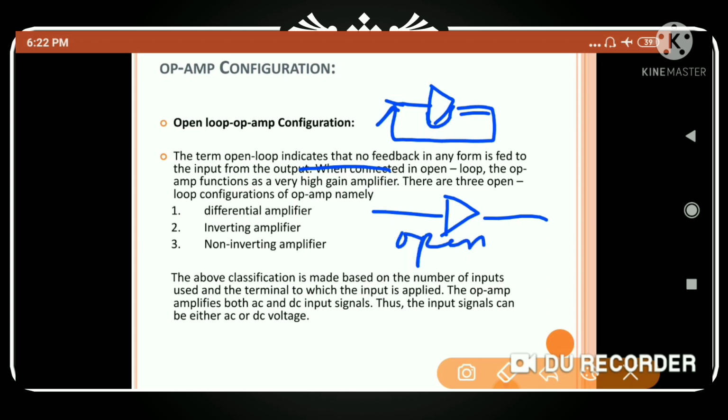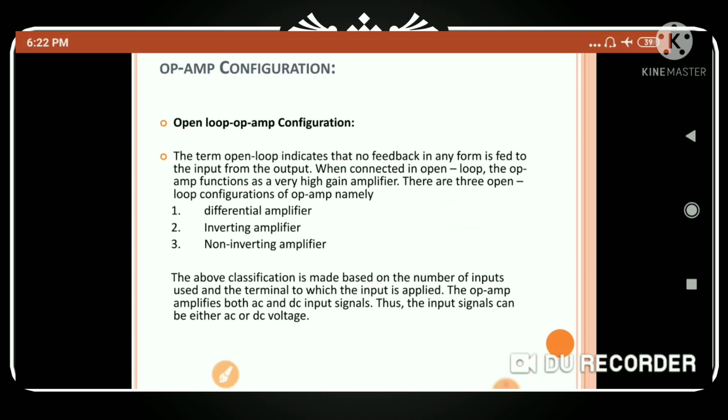Okay, so now you are studying open loop configuration. Here there will be three types. No feedback in any form is fed to the input from the output. From output to input, here we will not give. When connected in open loop, the op-amp functions as a very high gain amplifier. There are three open loop configurations. First one, differential amplifier. Second one, inverting amplifier. Third one, non-inverting amplifier.